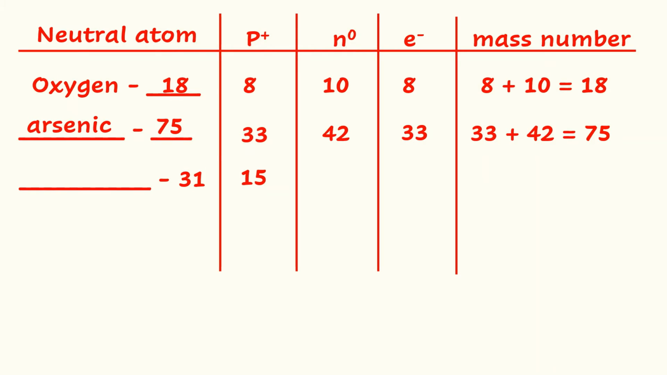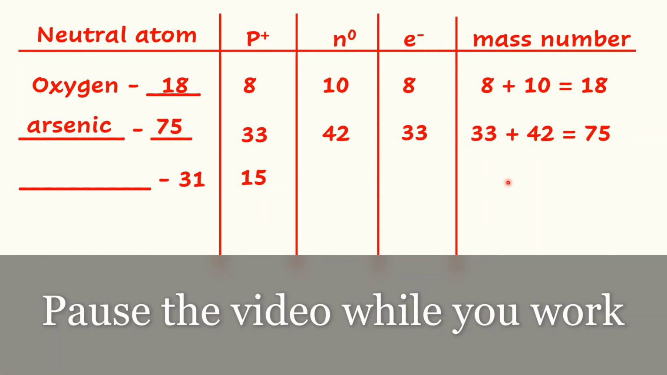Let's try one more example. This time I've told you the number of protons and I've given you the number that goes in the hyphen notation. You need to determine what element it is, how many neutrons, how many electrons, and what the mass number would be. Pause the video while you work, and when you're ready, start the video up again.